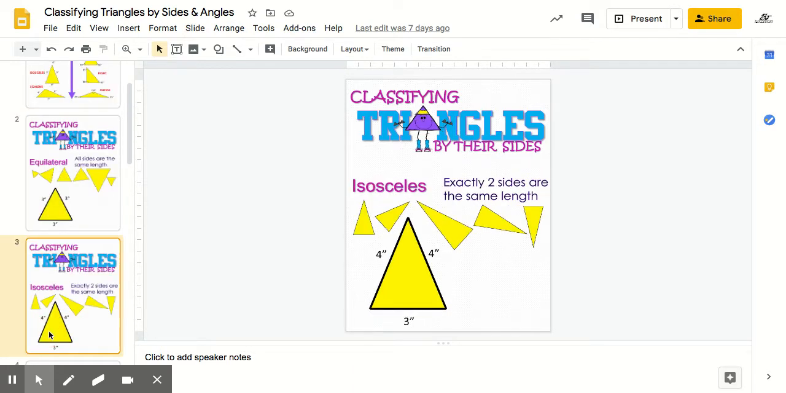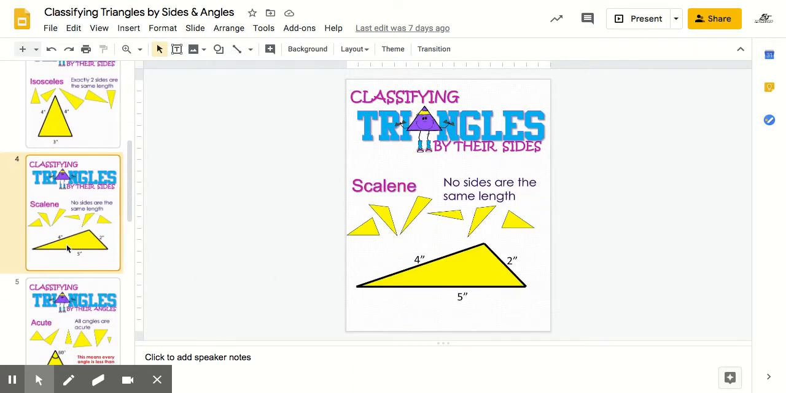Okay, next type of triangle is an isosceles triangle. An isosceles triangle has exactly two sides that are the same length. So if we look at this triangle down here, this side and this side are both 4 inches, so they are equal to each other. So this is considered an isosceles triangle because two sides are the same length. Doesn't matter the length of this third side. All that matters is that two sides are equal.